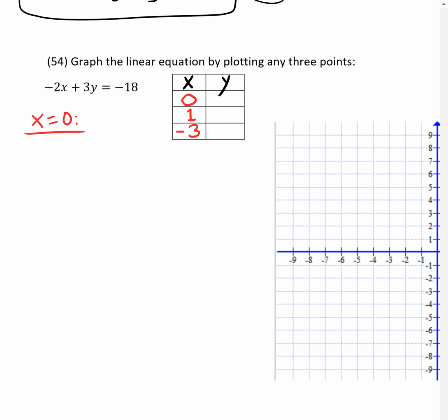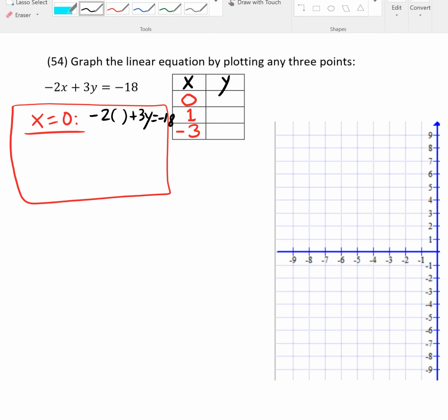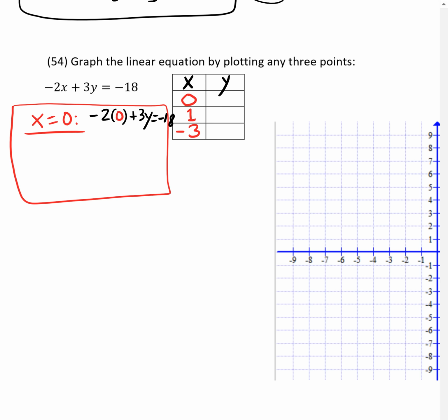You can pick anything. So I'm going to plug 0 in first, and then I'll see what y is there. I'm going to plug it into this. Negative 2 times x plus 3 times y is negative 18, but I want to put 0 where x was. And that's the beauty of 0. Negative 2 times 0 is 0, so it's just 3y equals negative 18. And I can solve for y pretty easily by dividing by the 3. And thankfully, at least one of my values is a whole number, negative 6. That's good.